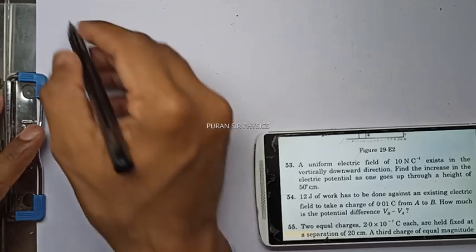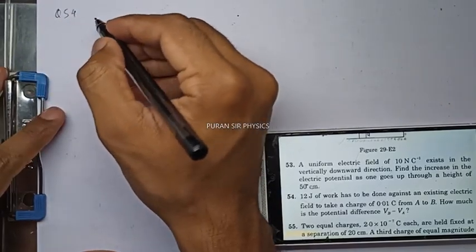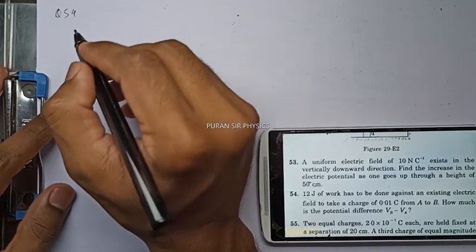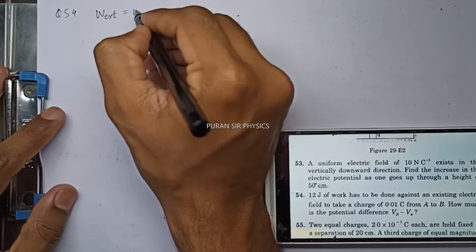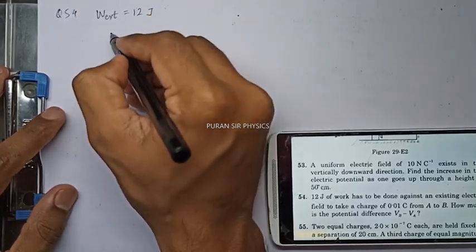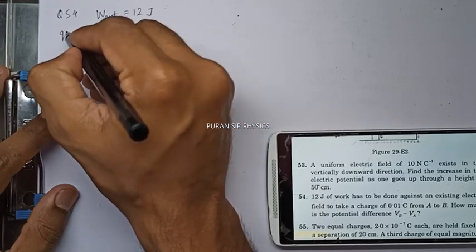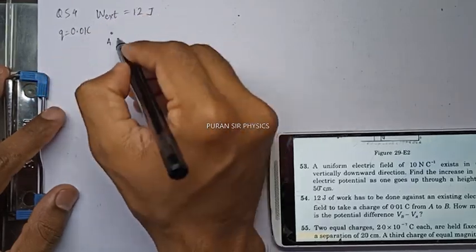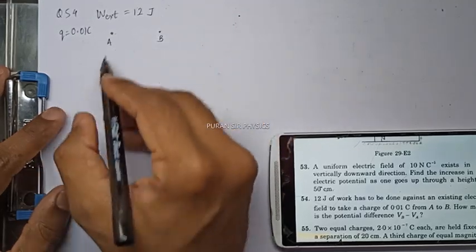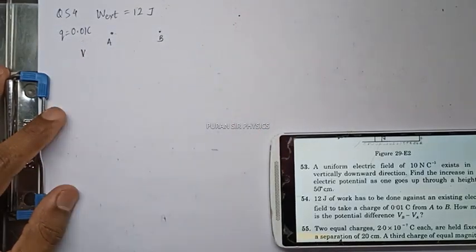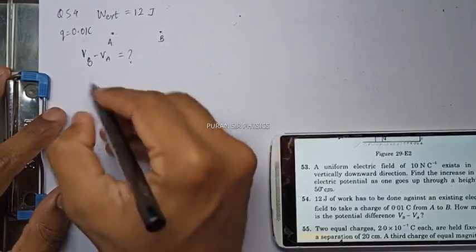So 12 joule of work has been done against an existing electric field. So work done by the external agent is 12 joules, and we are moving a charge of 0.1 coulomb from point A to point B. So we have to find the change in potential, VB minus VA.